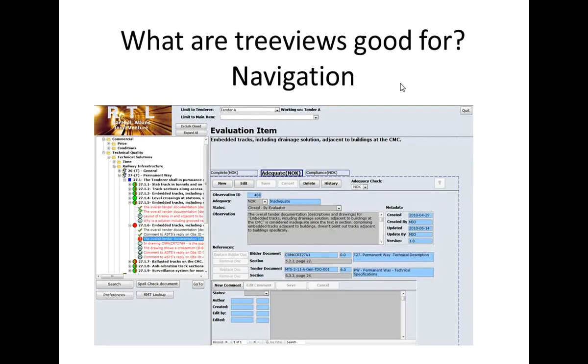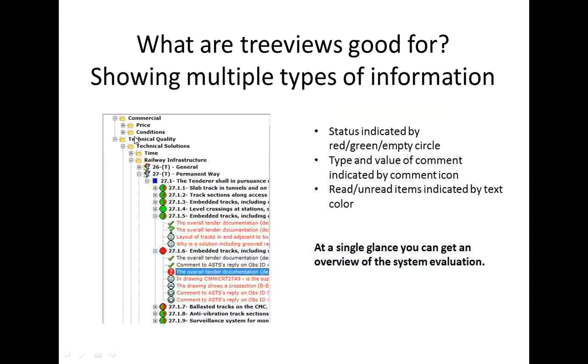One of the things I often use the Treeview for is navigation. This is an application I wrote for tender evaluation. On the left-hand side, we see a Treeview I created, and I'm just going to zoom in a bit. We can see it shows multiple types of information. It has a lot of nodes, and each of these nodes represents a different record in our database.